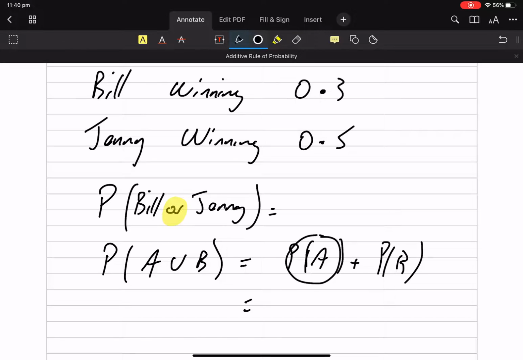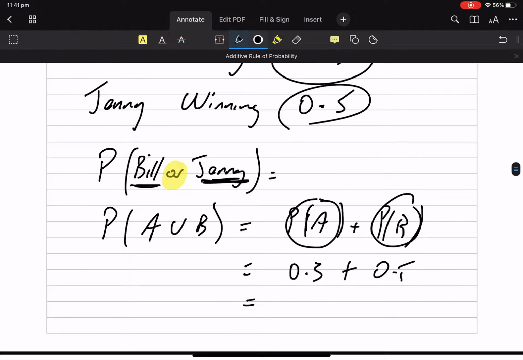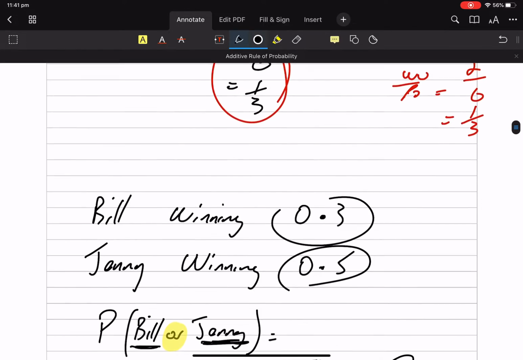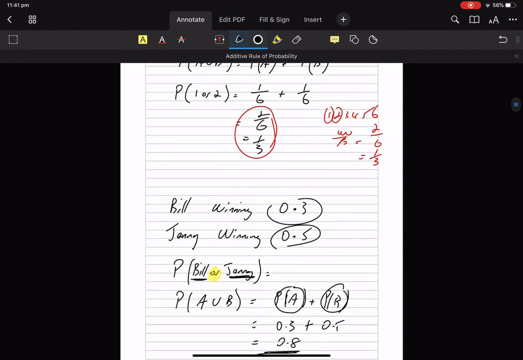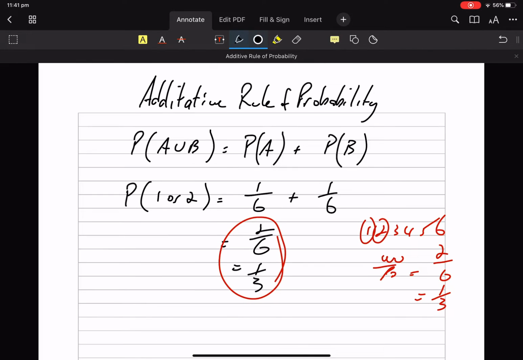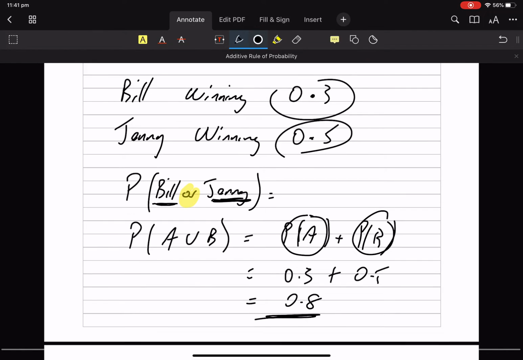What is the probability that Bill wins? 0.3. What's the probability that Jenny wins? 0.5. So for either Bill or Jenny winning, we're going to add, 0.8. They've got it in the bag. 0.8. OR is plus. It doesn't get any simpler than that, does it? We can use it to validate WOPO as we did just there, or we can just use it as a rule. OR is plus.